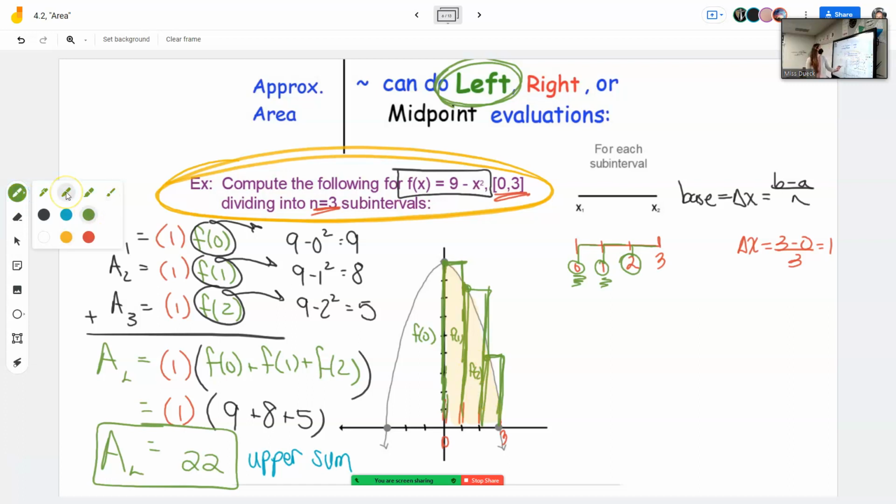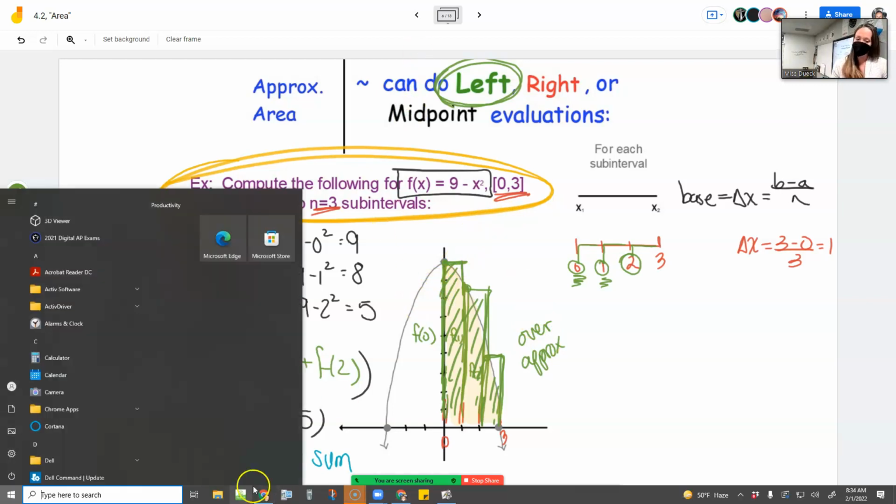But what kind of approximation is it going to be if these rectangles are popping out over the curve? It's going to be an over approximation. Does that make sense? So it's above, it's an over approximation. WebAssign is going to call it upper because it's an over approximation. You can see it both ways. It over approximates. It's on the higher end. But that's coming from the left.